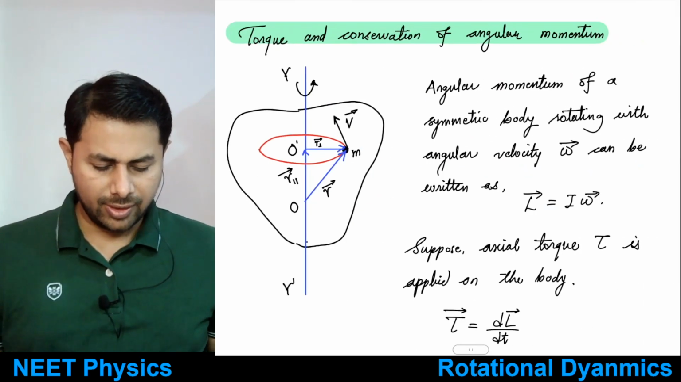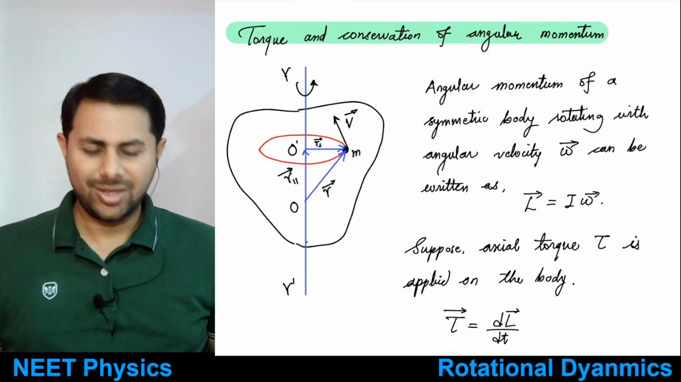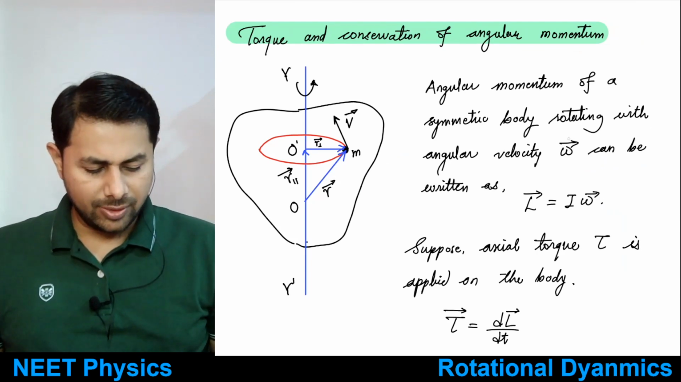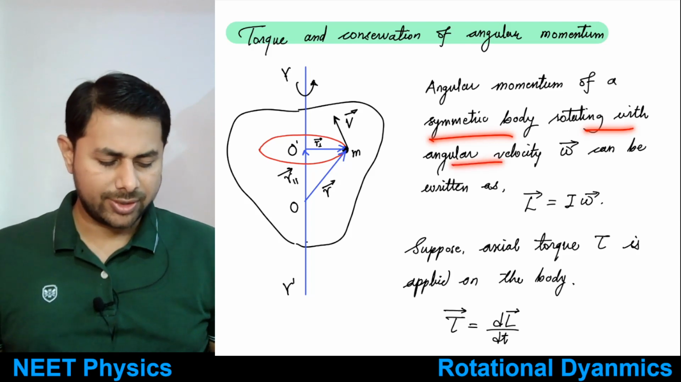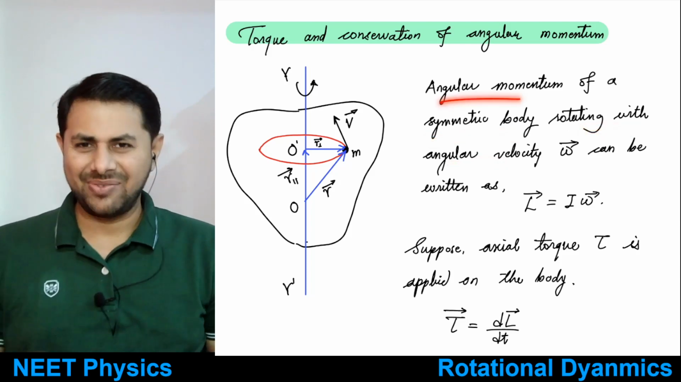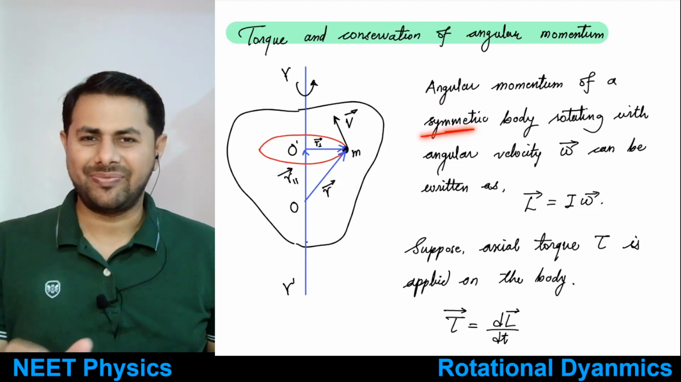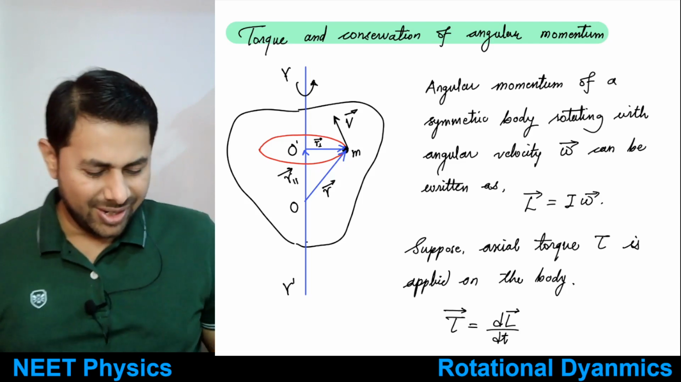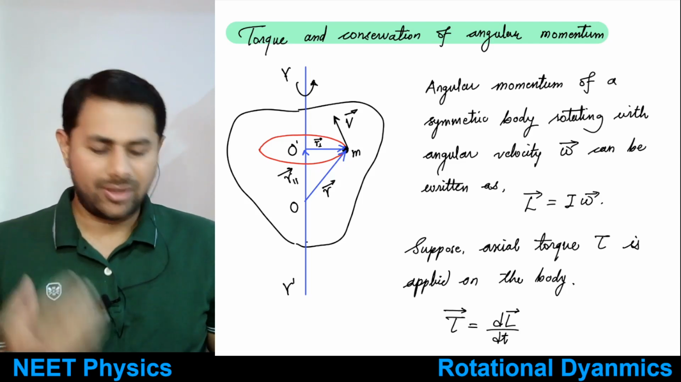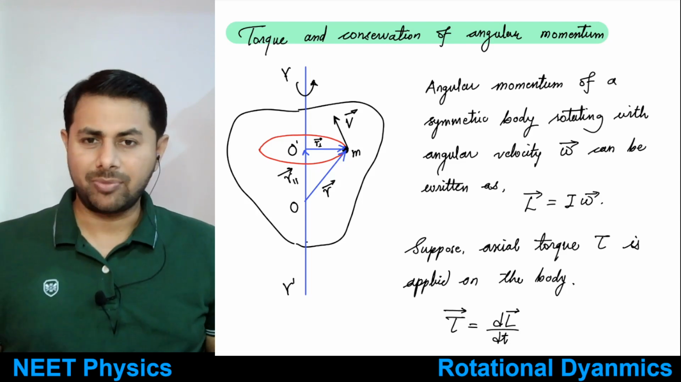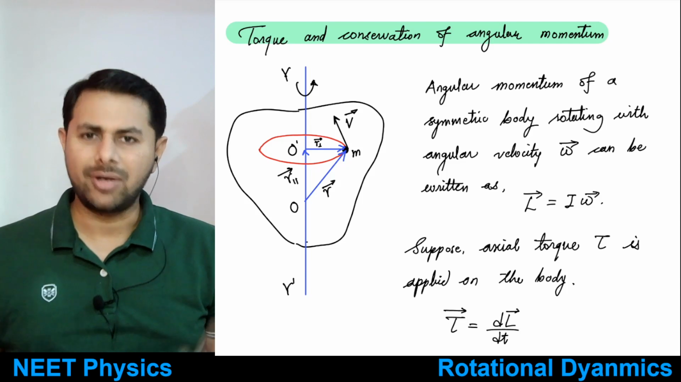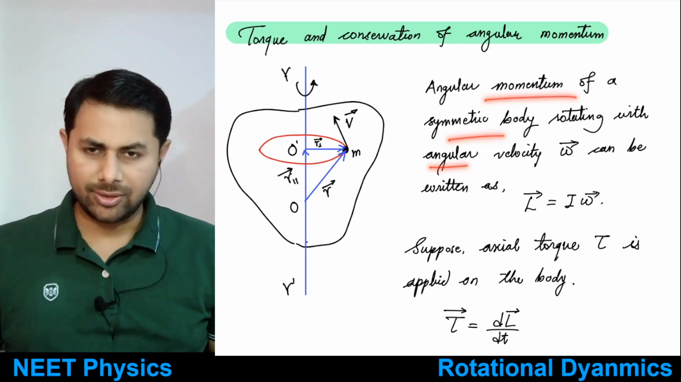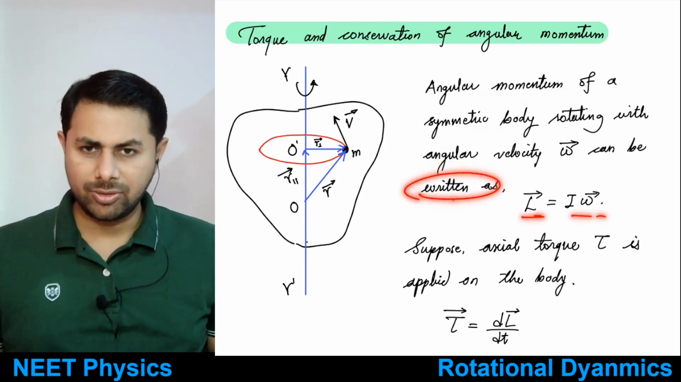We got this. Now let's talk about the torque and the conservation of angular momentum. So the angular momentum of a symmetric body rotating with angular velocity omega can be written as, I am writing specifically for a symmetric body, right? So I am not writing this for any asymmetric body. But the types of objects that we'll see in the problems will be all symmetric, almost all symmetric. So L is equal to I times omega. We saw this.